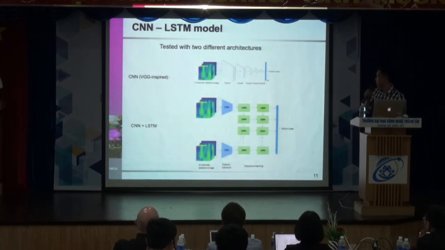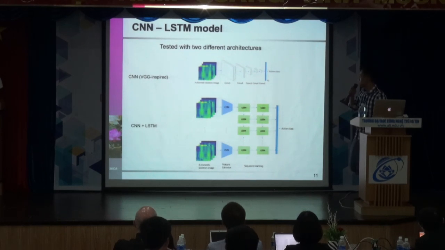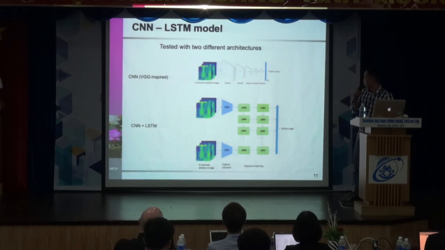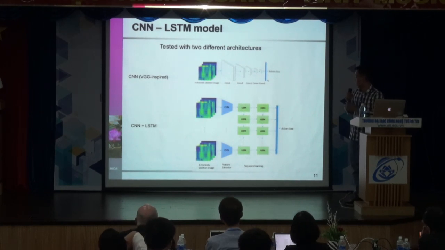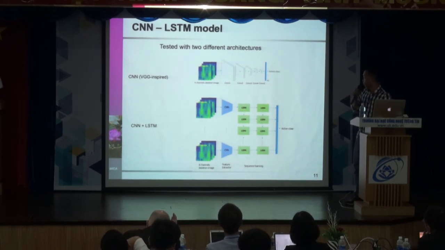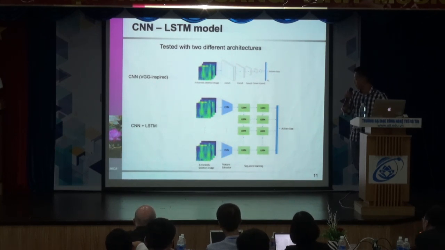And finally, we take the convolutional neural net, like we design a network that's inspired by VGG, which has 5 CNN layers. Each layer has 2 convolutional blocks, followed by max pooling and dropout. And with CNN LSTM, we use the same CNN architecture, but we add two LSTM layers. We want to investigate if LSTM is good for representing the temporal information.